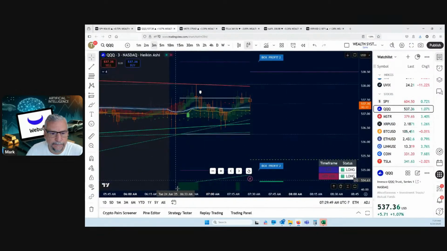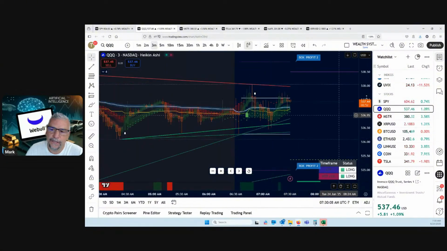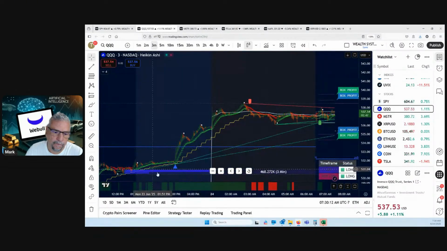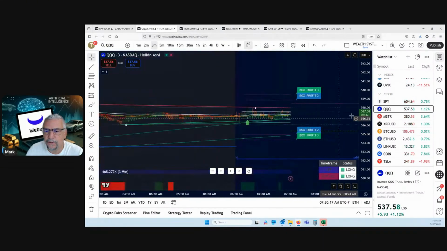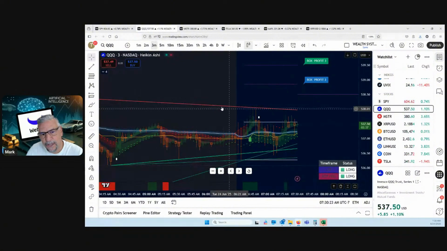And then here with QQQ, again, we're at the top of the box. So depending on what this decides to do, if it tests the resistance at this level, let's say 538, it may test that, or it may just fail and come back. You can see a resistance line just formed there. I'm sorry, a support line just formed. This green support line showing we're getting a wedge, right? So we've got a resistance coming down and a support coming up.